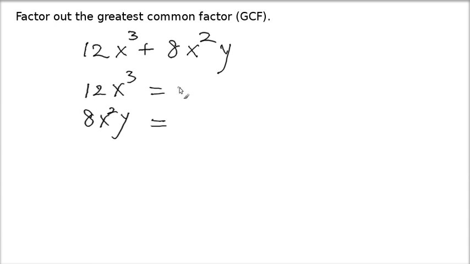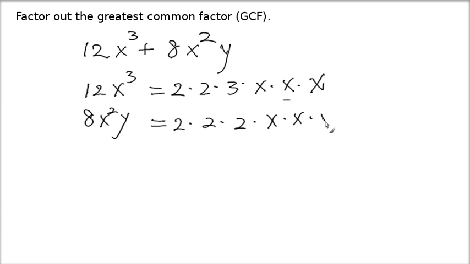12 is 2 times 2 times 3. And x cubed is x times x times x, 3 x's. Now 8x squared y, this is 2 times 2 times 2 times x times x times y. Okay, now let's look for common factors.